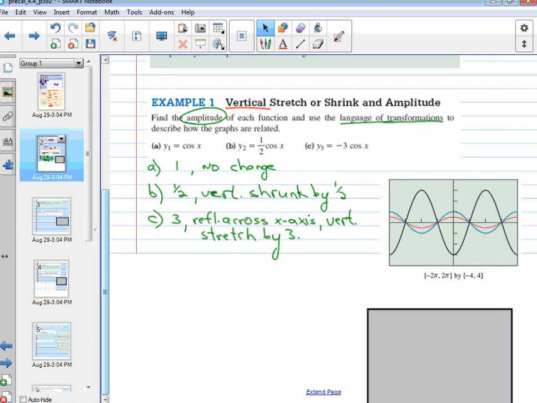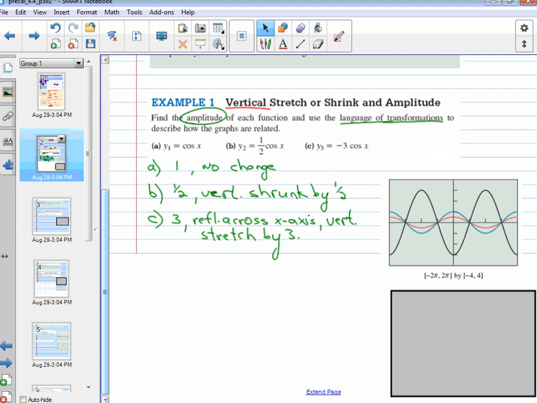So tell me the color of graph that matches with each of these. A, what is the parent graph? Which color? The blue one. It has an amplitude of 1. Now notice this is the cosine graph, and the cosine graph starts at 1, right at 0 radians. Which color is B? Red. The red one has been vertically shrunk. It's half as tall. And then the only thing left is the black one. Notice it's 3 times as tall. The amplitude is 3. There's my amplitude, that's 3, from here to here. That's where the 3 is measured.